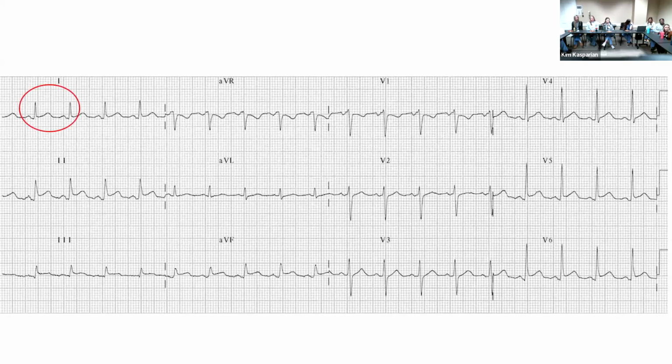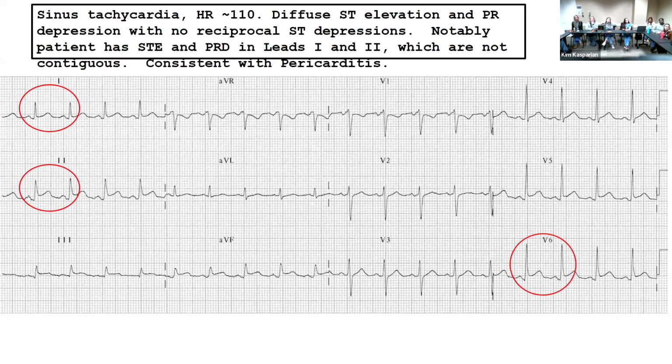Yeah, so also something that's fairly specific for pericarditis is if you have diffuse ST elevations, and more specifically, if you have ST elevation in leads 1 and 2, those are non-contiguous leads. And if it's in 1 and 2, it's almost always pericarditis. It's a very specific finding. So yeah, sinus tachycardia, diffuse ST elevations, and PR depressions with no reciprocal ST depression. So yeah, this is going to be pericarditis.